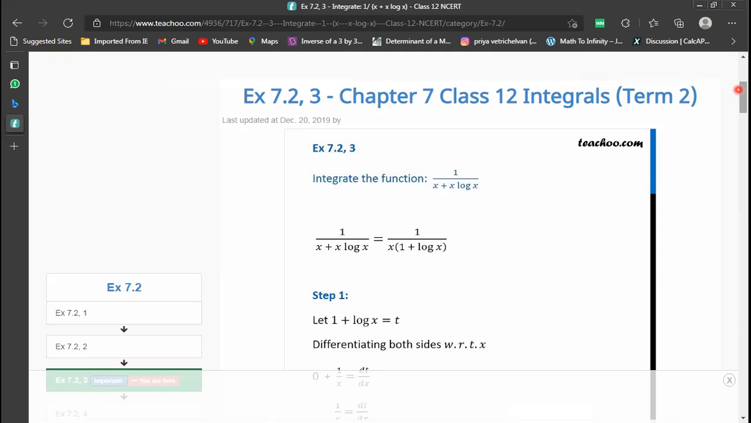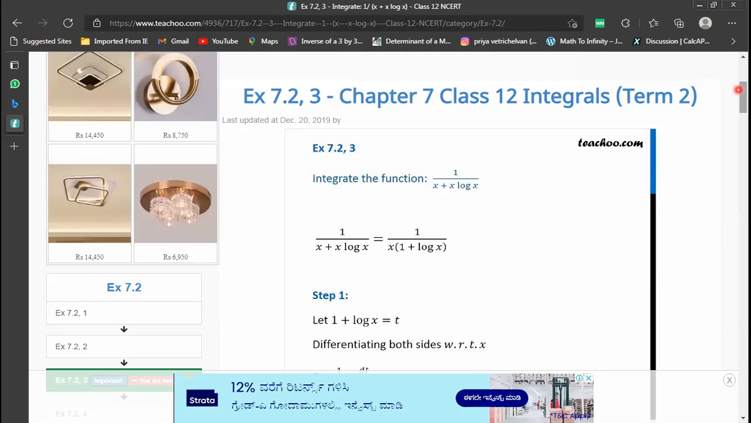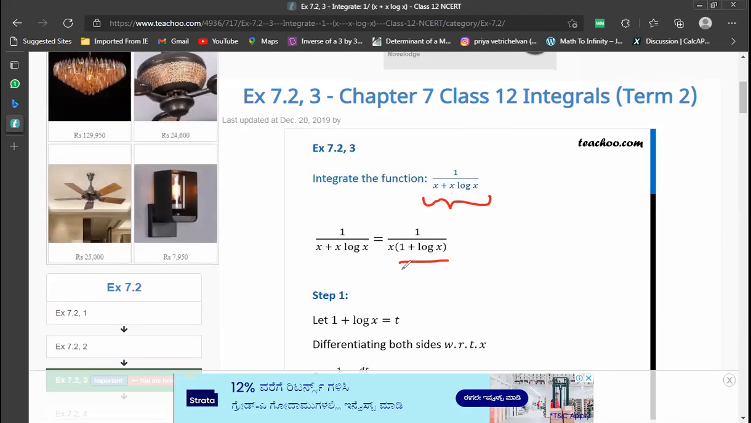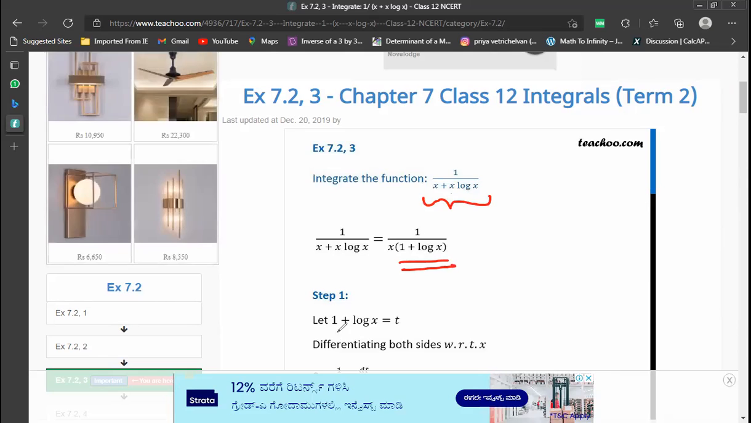It's 1 upon x plus x log x. Before proceeding with this question, we have to simplify this. From the denominator, you have to take x as common and you'll have another expression, which is 1 plus log x. Now you can take this expression, 1 plus log x, as t, and differentiate both the sides.